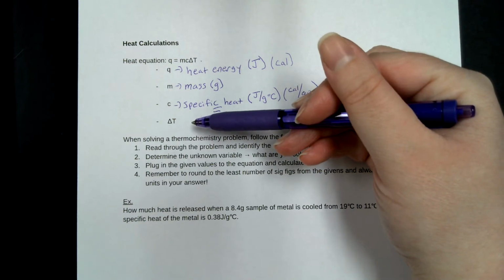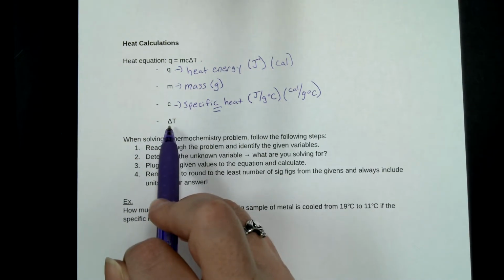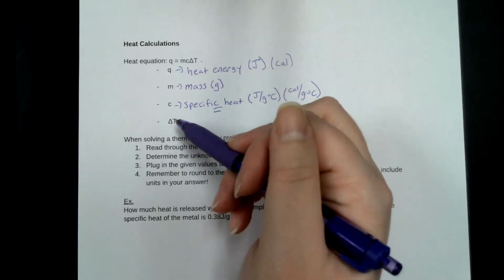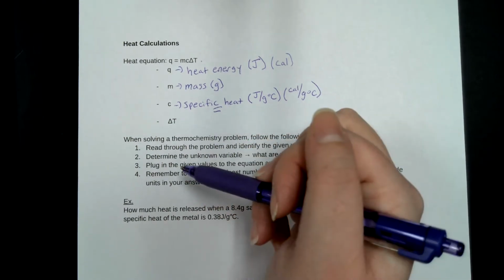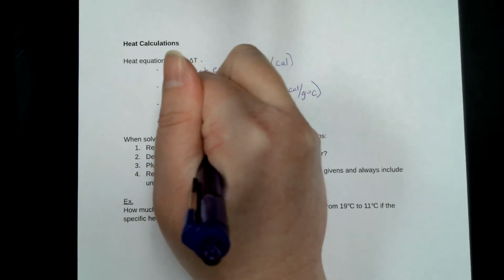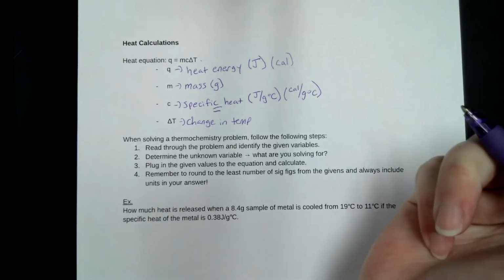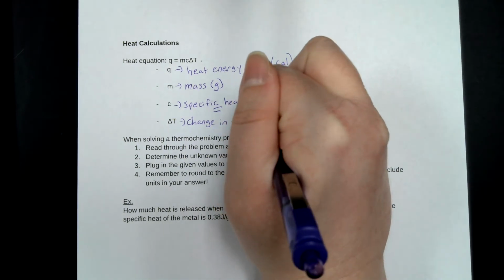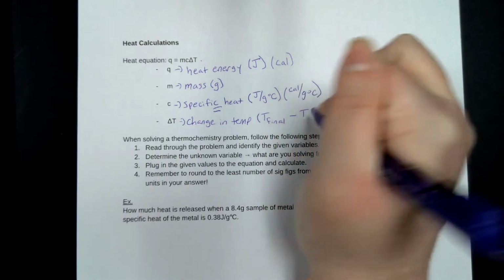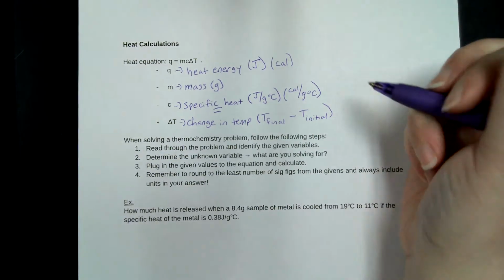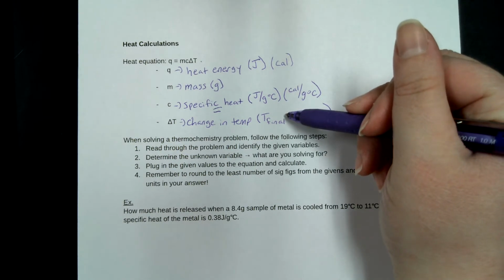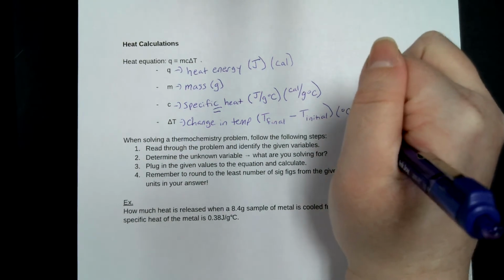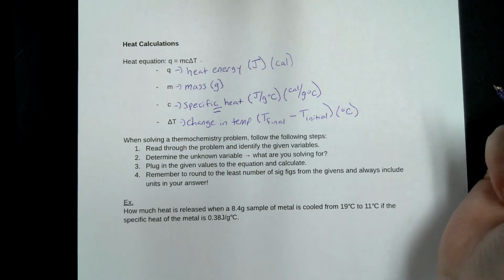Now, delta T refers to change in temperature. This Greek letter delta here, this triangle, is what we use in science when we want to say change in something. And then, of course, T is temperature. So delta T, change in temperature. Now, to calculate the change in temperature, we always take the final temperature minus the initial temperature. So T final minus T initial. So where did the temperature go to? What was the final temp, minus what was the initial or the starting temp. And of course, the unit of temperature is degrees Celsius.